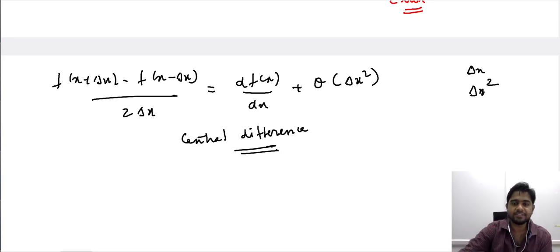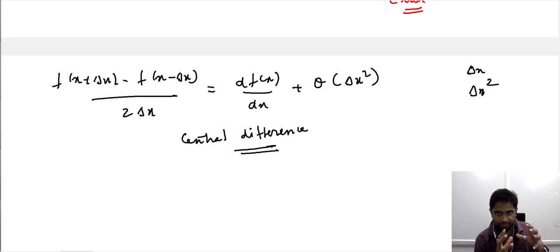What central difference does is it changes the order of the dominant error, and instead of being associated with delta x, now the order of the dominant error is delta x square, it's 2, and correspondingly your error gets reduced. So when you are attempting to approximate the first derivative of a given function, compared to the forward and backward difference, the error associated with the central difference will be significantly lower. It will be an order lower than the forward or backward difference scheme.